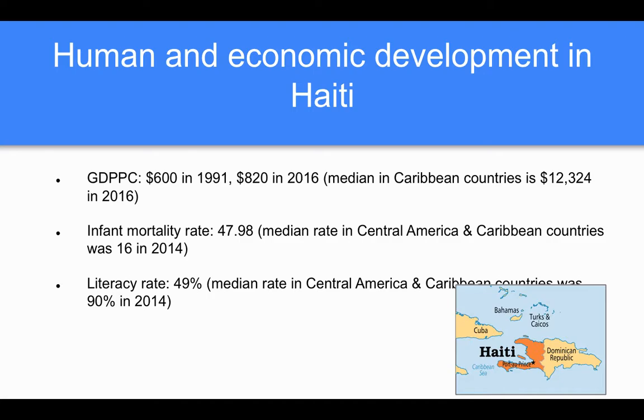Okay, so they're doing the same thing with infant mortality rates and with literacy rates. So not just economic development, but also human development. How do we know that Haiti has had some problems with development? Well, here's some evidence, right? Here's what we mean when we say that it's a less developed country. And remember, the key here is we're comparing it to other countries.